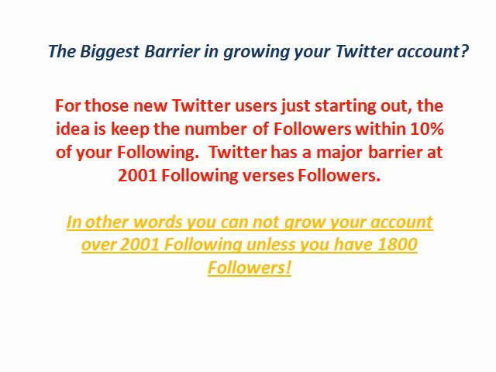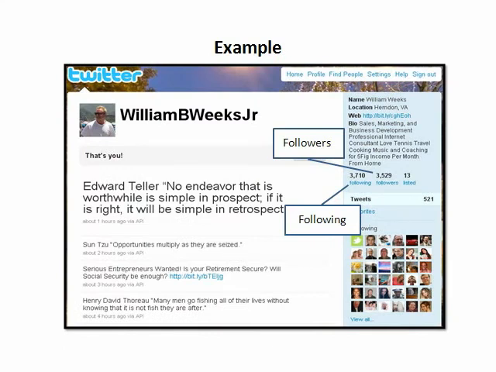The biggest barrier in growing your Twitter account for new users is the ratio between following and followers, which needs to be within 10%. Twitter has a major barrier, 2001. In other words, you cannot grow your account over 2001 following unless you have at least 1,800 followers. In this example, you can see the followers to following ratio is pretty good. It's well within 10%. But as we move forward in the presentation, you'll see some of the tips that I'm going to offer to you.